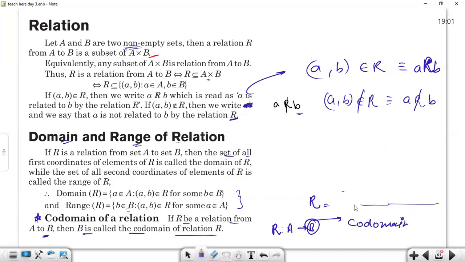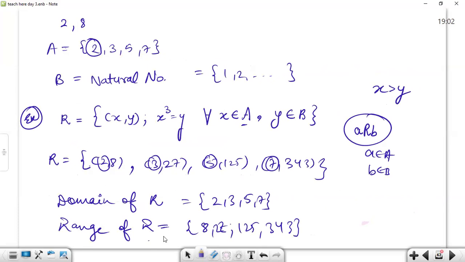And the range is the collection of second elements from the relation. The collection of first elements from the relation is the domain. Any doubts? Here, what is the codomain of the relation? The codomain is the whole set B, which is the set of natural numbers. Clear? Yes, sir.